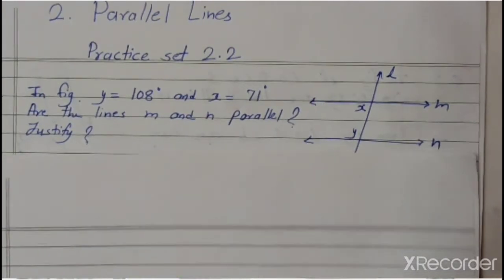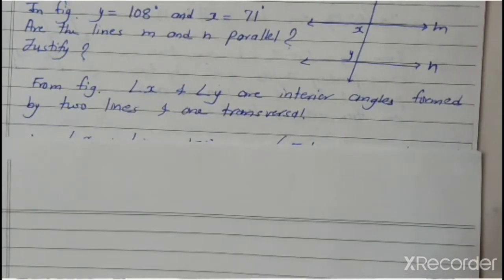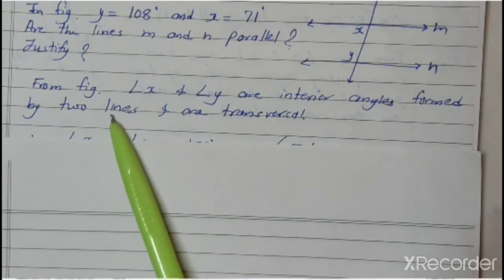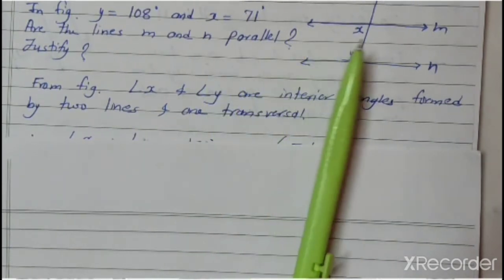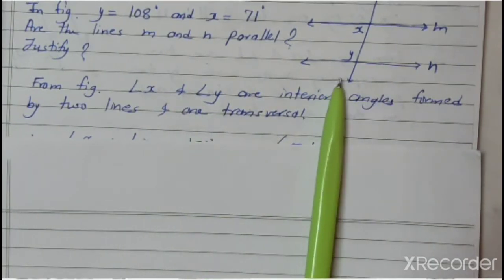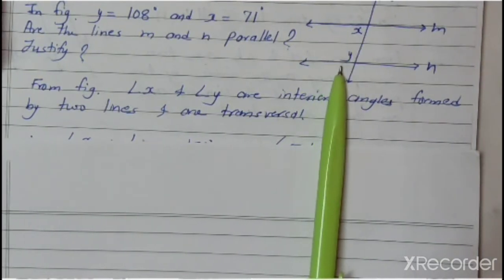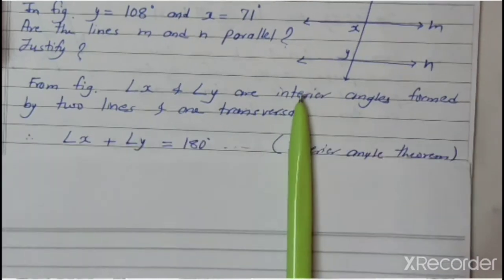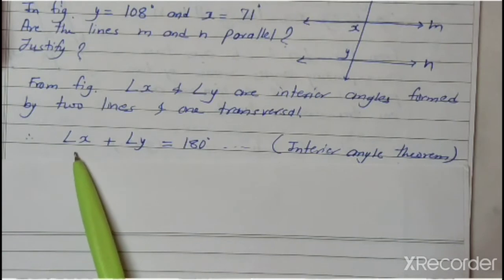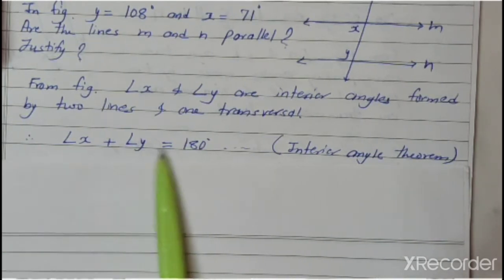So let us write down all these given points. From the figure, angle X and Y are interior angles formed by two lines, M and N, and one transversal. So by using the interior angle property, the addition of these two angles is equal to 180 because both angles are supplementary angles. So let us check it. Is it supplementary or not?